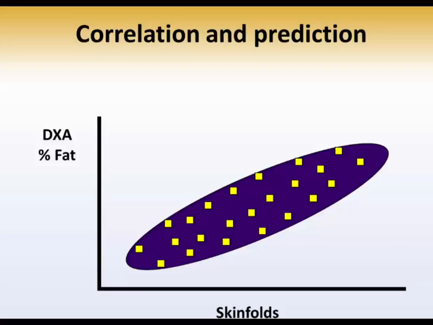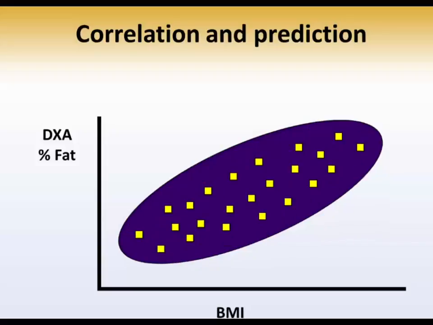On the other hand, if you don't want to take skin folds, maybe you would use BMI. Notice the ellipse is bigger. There's more error in predicting DEXA percent fat from BMI than there is from skin folds, although there still is a correlation. Let's take a look at that correlation.